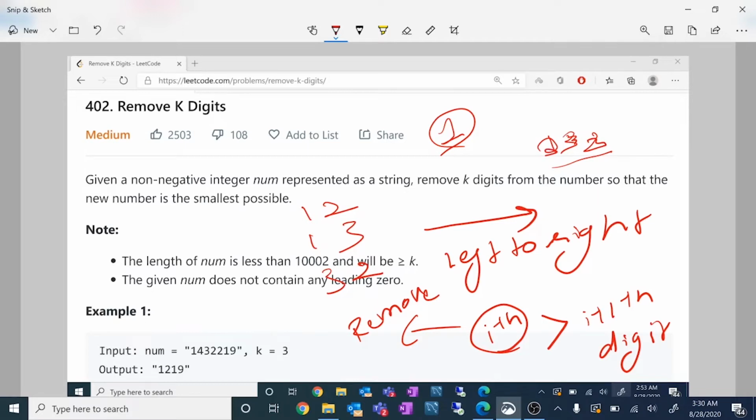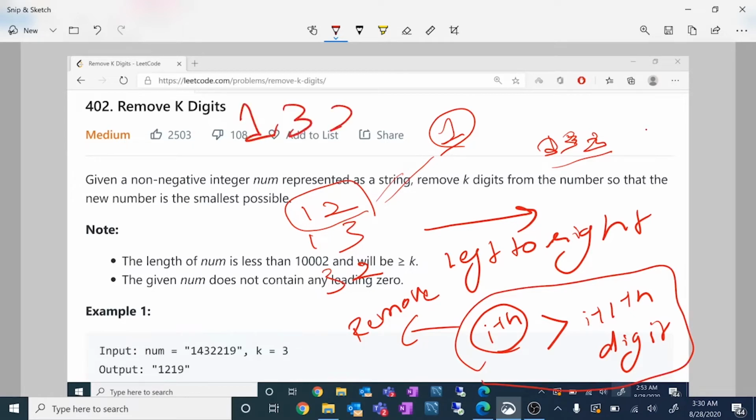Now, the minimum of these is of course 12. But can 12 be achieved by using this formula? Let's try. When I'm traversing from left to right in 1, 3, 2, this is my ith. Is my ith digit greater than my (i+1)th digit? No. So I keep 1 as it is. Now I come to 3. Is my ith digit greater than the (i+1)th digit? Yes, 3 is greater than 2. So I remove 3 and I achieve 12. And that is my answer.